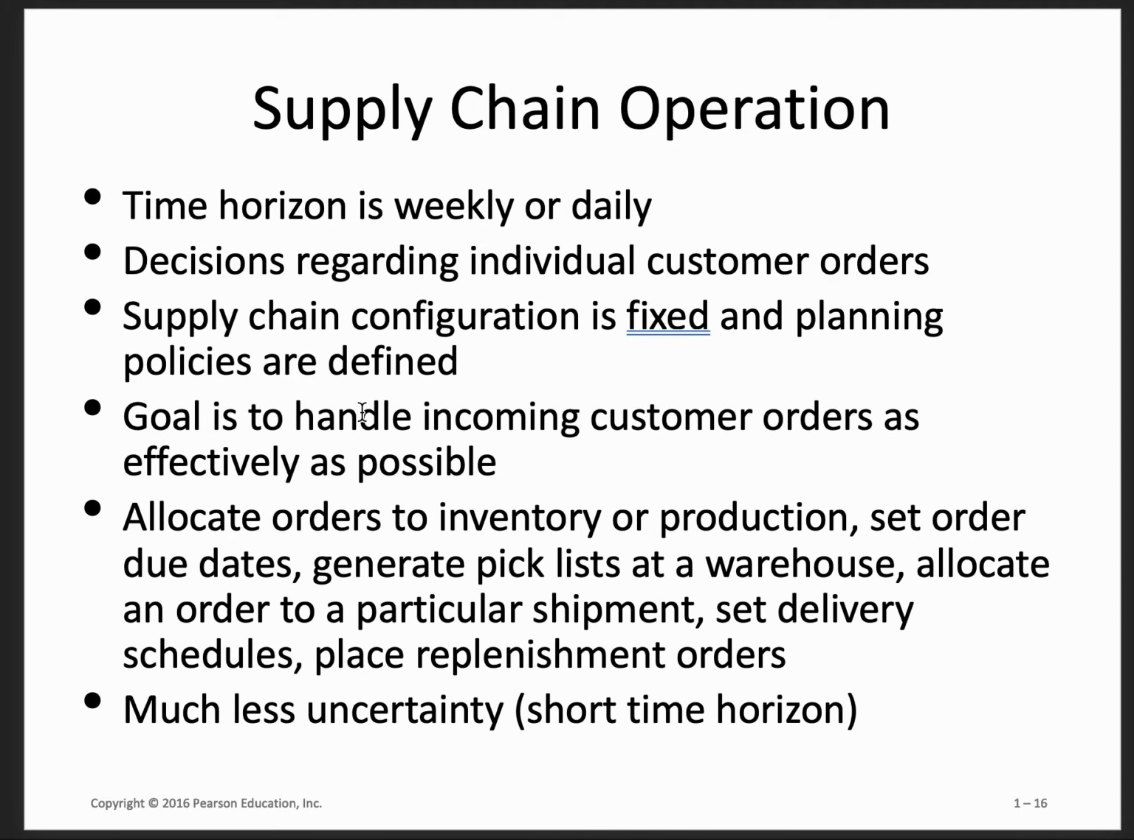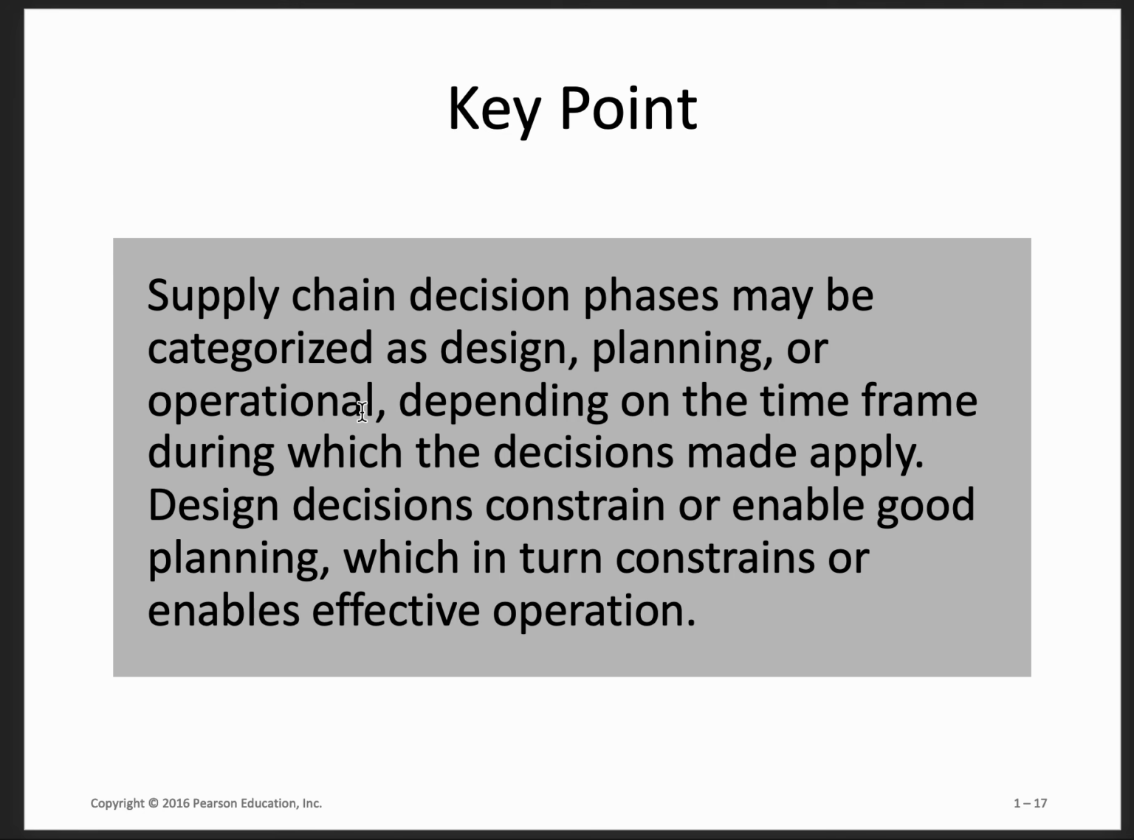And finally, operational decisions are usually daily stuff. Once the supply chain configuration is fixed and the planning policies are defined, the goal is to handle customer orders as effectively as possible. That is what supply chain operational decisions are. So how do you allocate inventory or production? How do you set order dates? How many people do you hire? Do you hire them full time? Do you hire them part time? All of these decisions go into supply chain operational decisions.